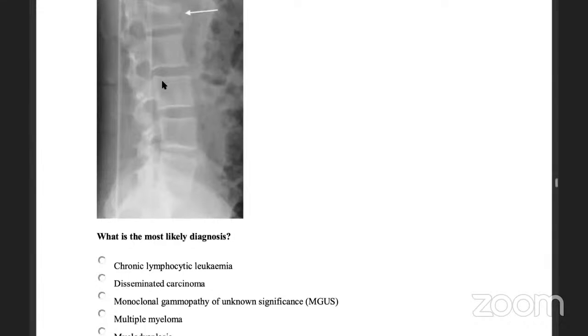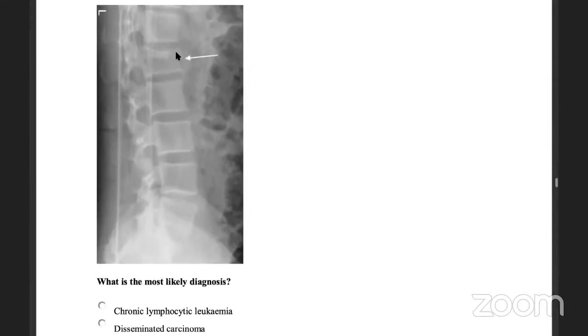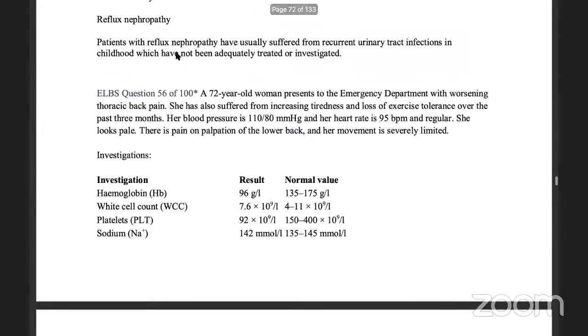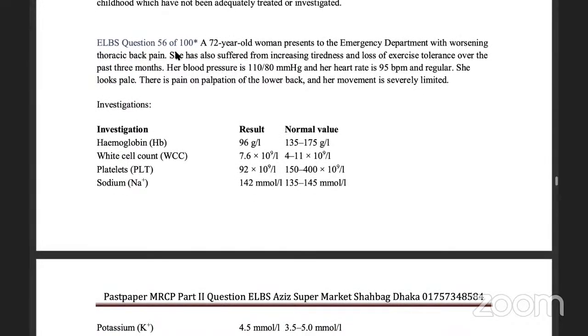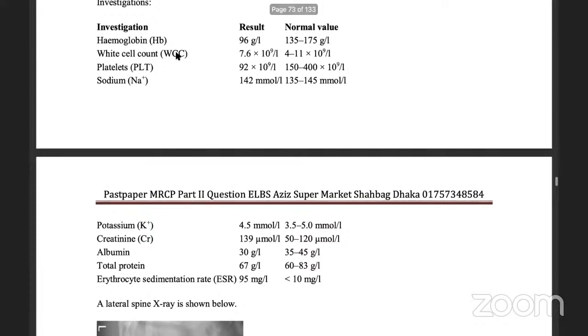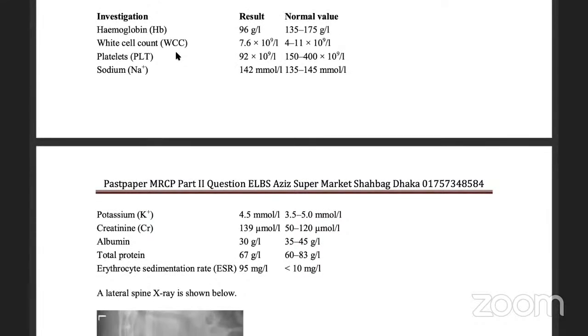What is the most likely diagnosis? A 72-year-old woman presents to the ED with worsening thoracic back pain. She has also suffered increasing tiredness and loss of exercise tolerance over the past 3 months. BP is 110/80, pulse 95 regular. She looks pale. There is pain on palpation of the lower back and her movement is severely limited. Hemoglobin is low, platelets are low, potassium and creatinine are a little bit raised, albumin is low, and total protein is also low.